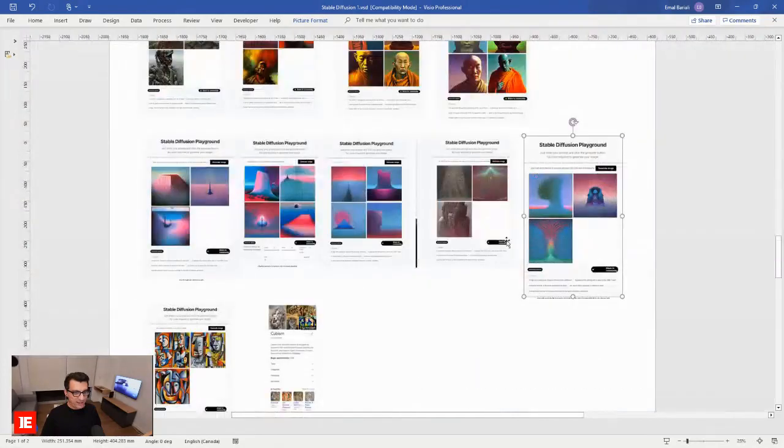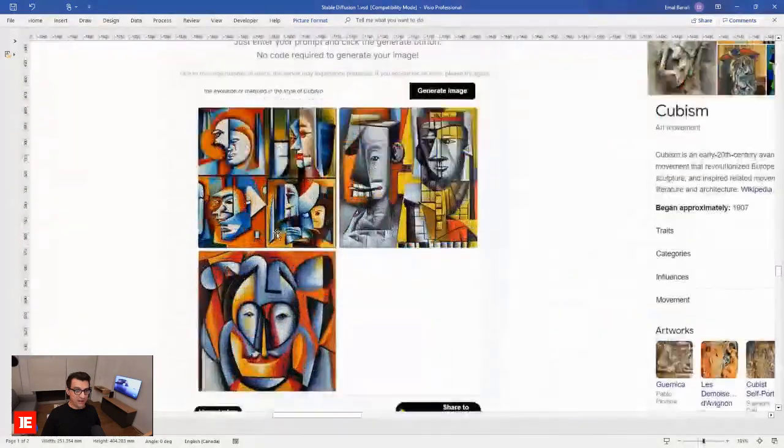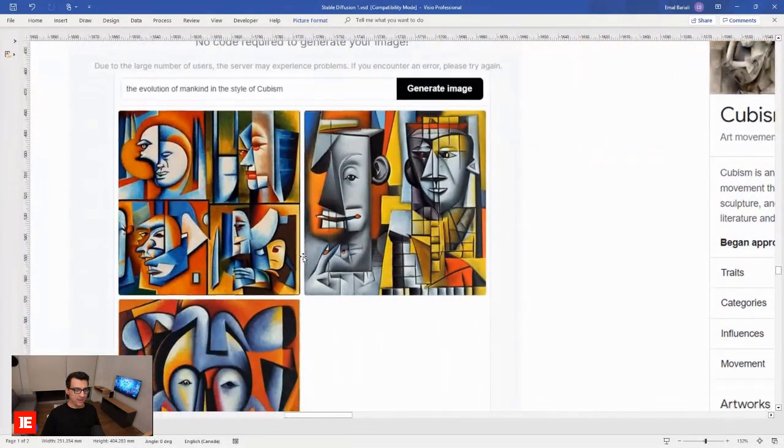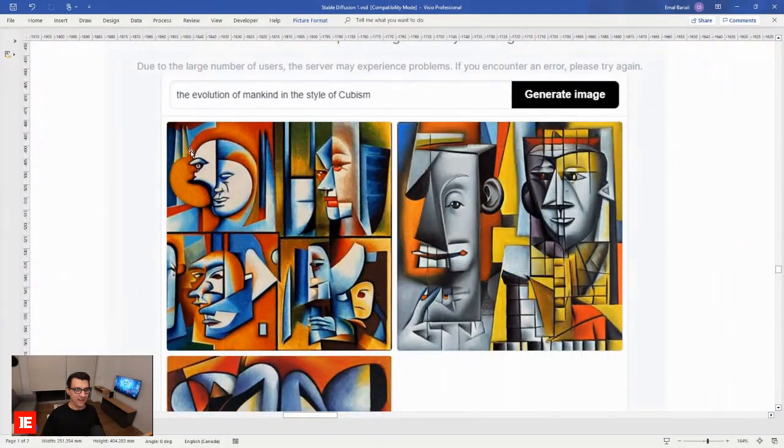And then I think for the last couple of ones, I switched gears again, and I started to give it a style, right? A movement of painters, like Cubism, I guess, in the painting world, they call it a movement. Here, I actually copied this. Cubism is an early 20th century avant-garde art movement that revolutionized European painting and sculptures. So that is what I asked it to do. And I said, the evolution of mankind in the style of Cubism. Again, totally abstract. And it produced some pretty nice results, actually.